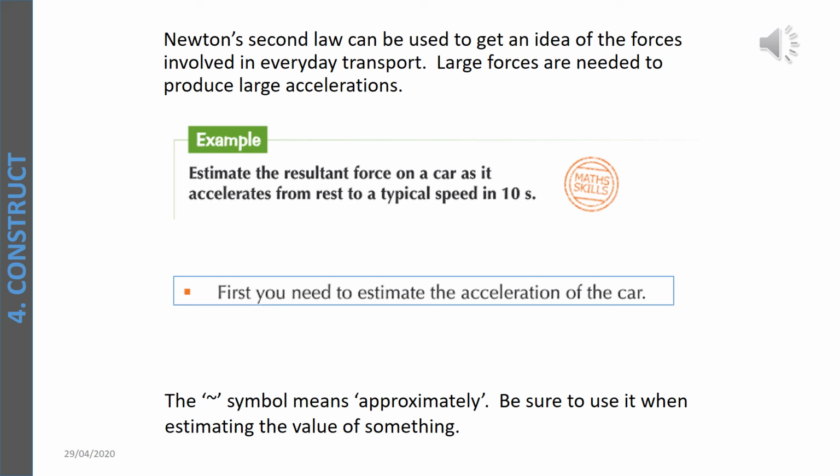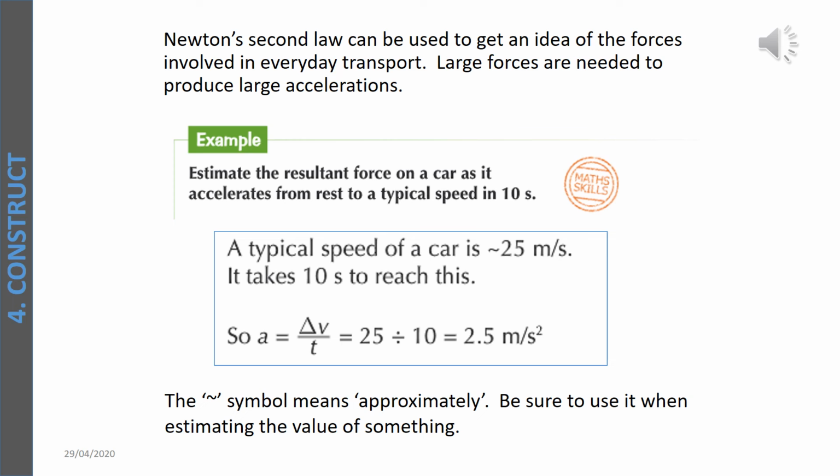So looking at the information you've been given, you've actually been given very little. All you've been given is you've got a time of 10 seconds through which the car is accelerating. So what do you have to do? First thing you want to do is estimate the acceleration of the car. How do you do that? Refer back to your previous lesson or a couple of lessons ago where you calculated acceleration, where acceleration is the change in velocity divided by the time taken.